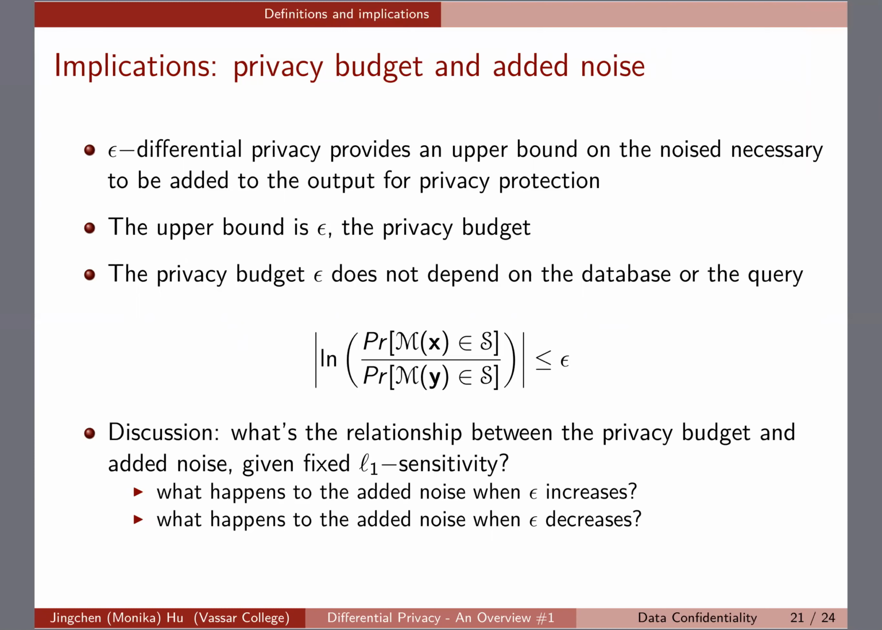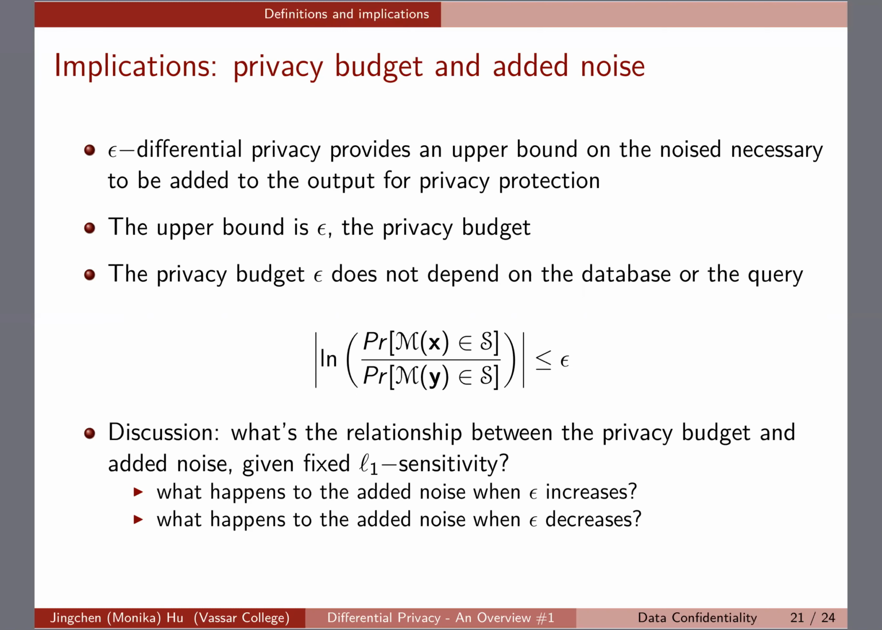All right, question for you. What is the relationship between the privacy budget and added noise given fixed L1 sensitivity? Meaning, if I'm dealing with average income, I'm thinking about two different values of epsilon. Let's just say one of them is 1, the other one is 10.